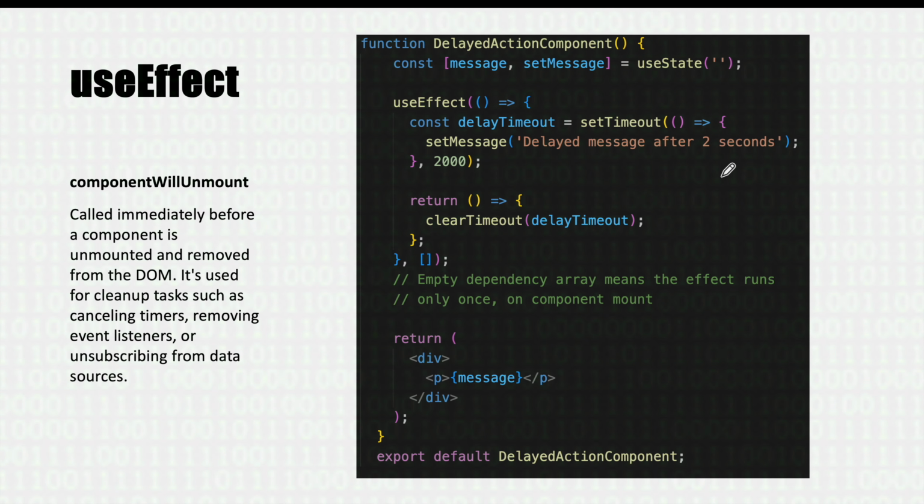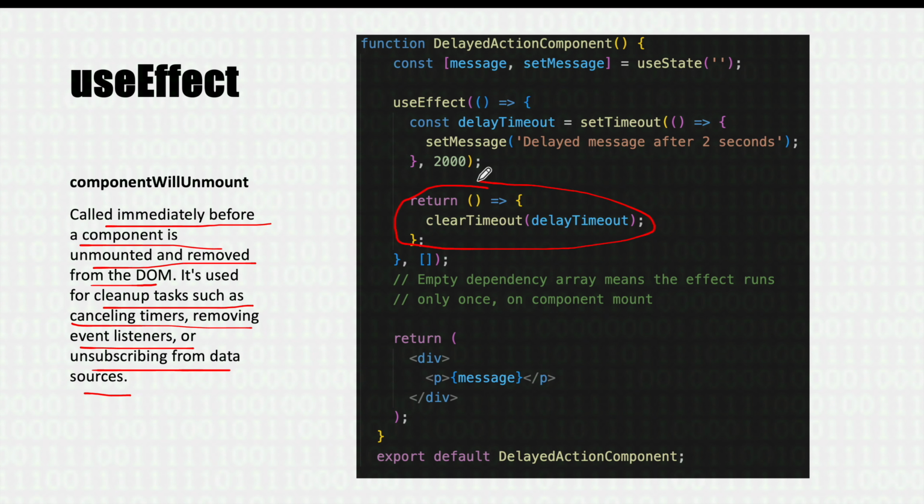Then this is the third thing. This is called immediately before a component is unmounted and removed from the DOM. Any cleanup task, for example, canceling timers, removing event listeners, or unsubscribing from data sources, can be done here. So that is what is clearing the thing. For clearing, this is how you have to call it: you have a return, and whatever you want to clear, you put it here in the arrow function. That is the definition which you are going to write.